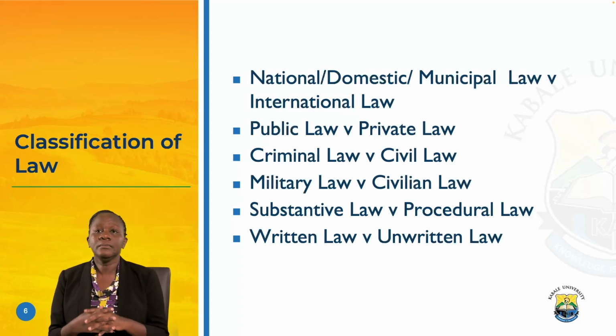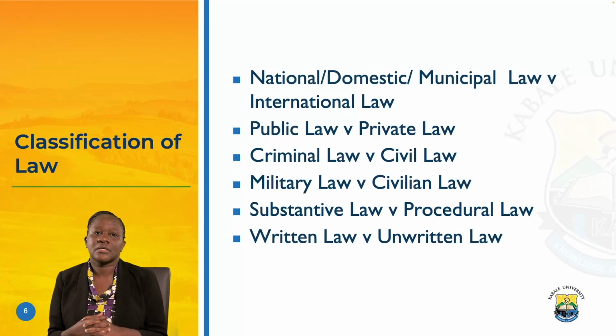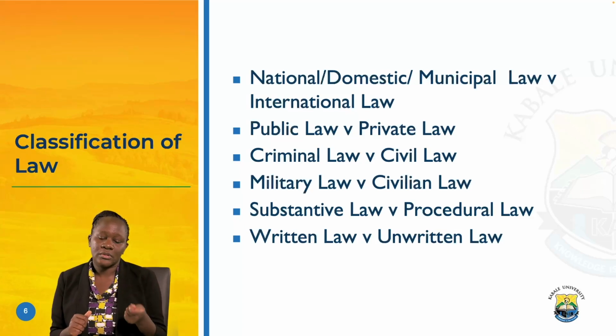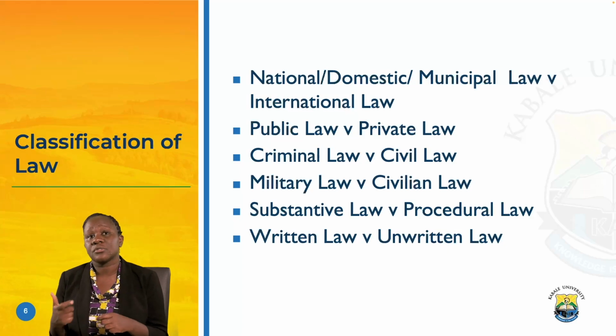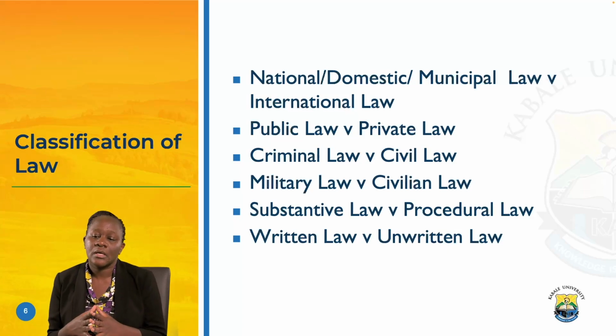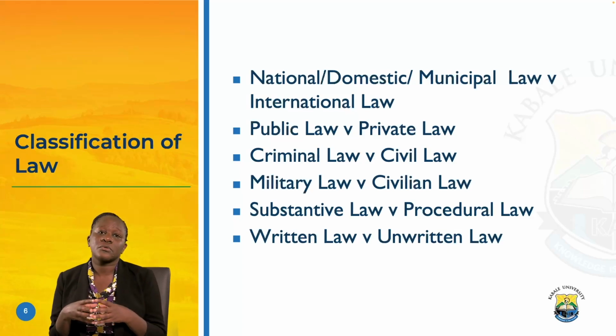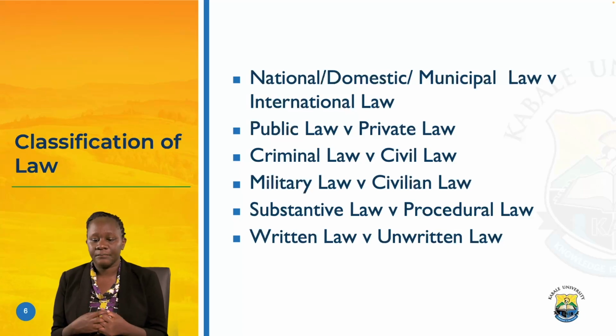And finally, we have written law as against unwritten law. Written law is law that is written, that you can read for yourself from the law statutes, whereas unwritten law is law that is applicable but is not written. For example, customary law. Customary law, which is law that arises out of our customs, is also binding on the peoples of Uganda to an extent, but it is not written. And of course, other principles like principles of justice, fairness, and equity, which are also applicable but are not written.